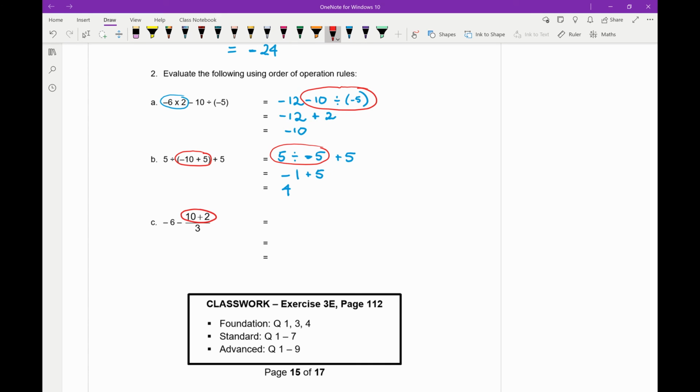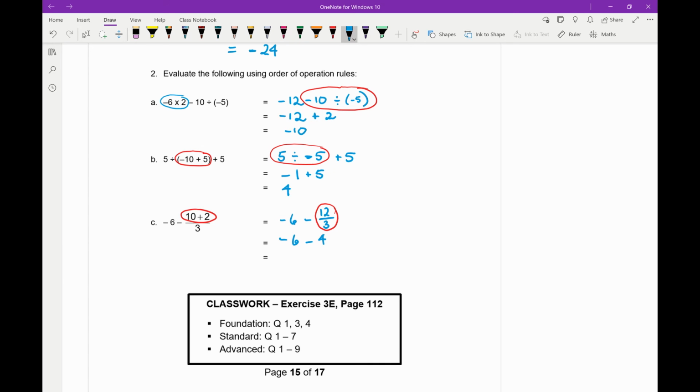So I'm going to leave the -6. Then I have a minus sign before my fraction. So I'm going to do the 10 plus 2, that's 12 over 3. Now, in a fraction, that line there means divide, doesn't it? So that must be the next thing that we have to do. We have to do the divide next. So I have a -6, and I have a negative, and 12 divided by 3 is 4.